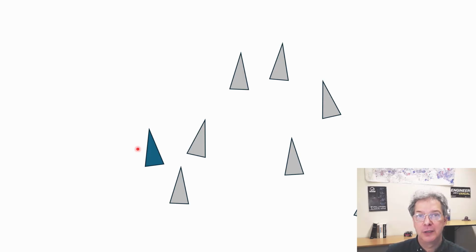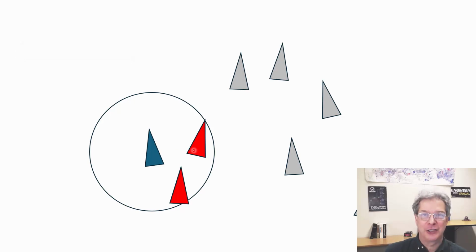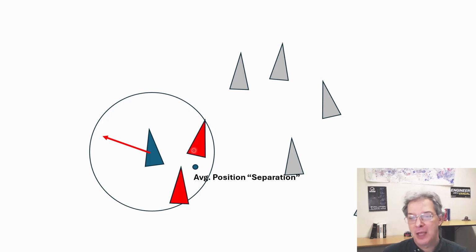The first one is what's known as separation. We draw a circle, fairly small radius, and any agents within that circle our main agent wants to not run into. So this is to avoid crashing into nearby neighbors. The idea is we look at the average position of the ones we want to avoid under separation, and then we calculate the vector to that position and look at its opposite, because we want to move away.